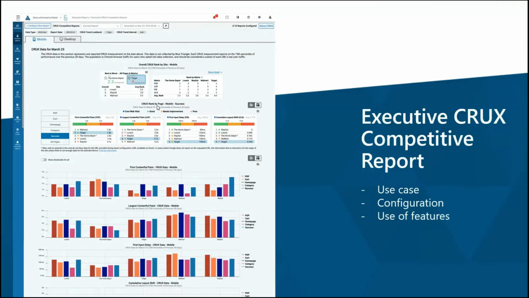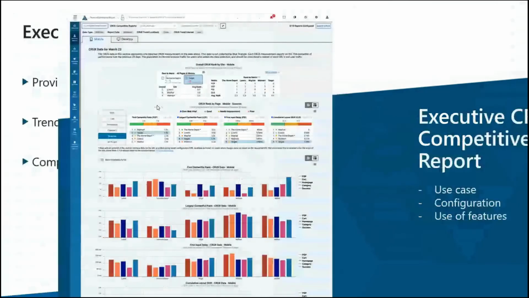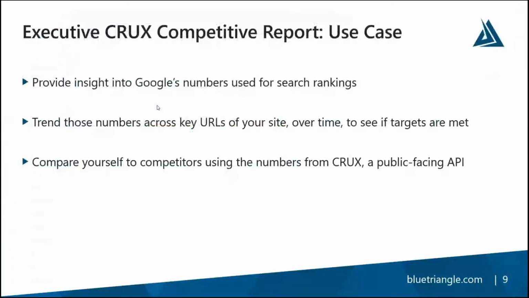Let's talk about use cases of the Executive CRUX competitive report. And then I'll walk you through really quickly the configuration and how to use the different parts of the page. So the Executive CRUX competitive report is meant to provide insight into Google's numbers for search ranking optimization. And that's probably the biggest reason that people use CRUX data to begin with. They want to know about their search engine optimization. They want to know how they are going to improve their site in order to move up in the rankings.